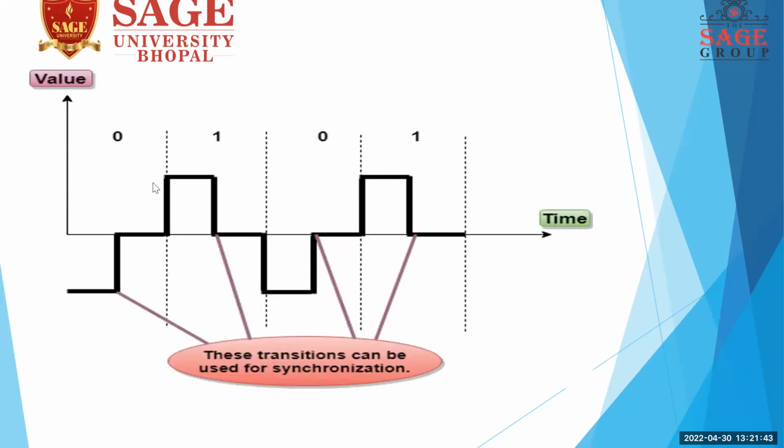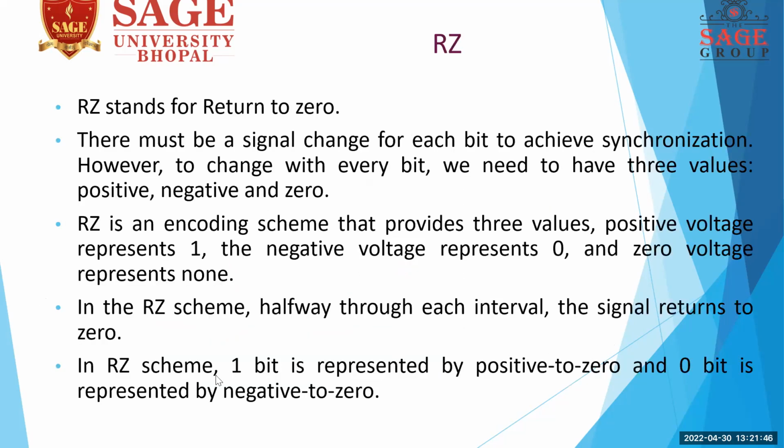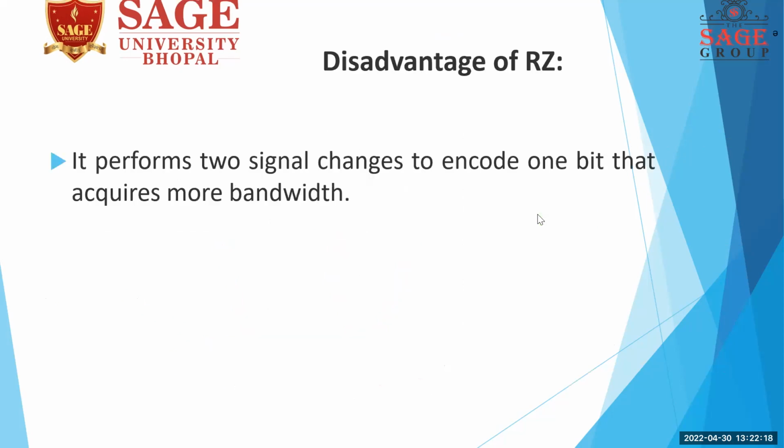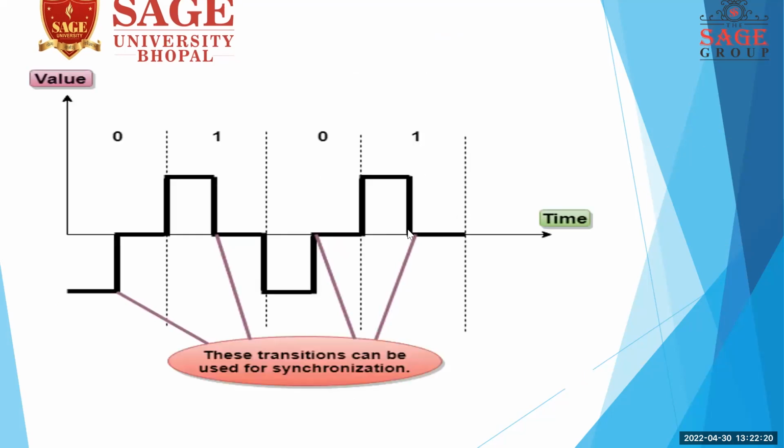So, like this, 1 is represented by positive to 0, and 0 is represented by negative to 0. So, according to the sequence of bits and the conditions, the signal flows with respect to time and amplitude. So like that, RZ flows.